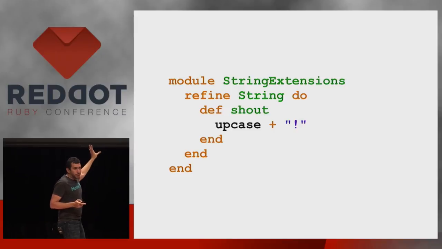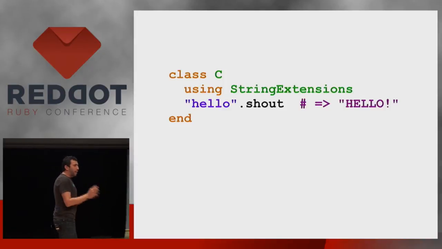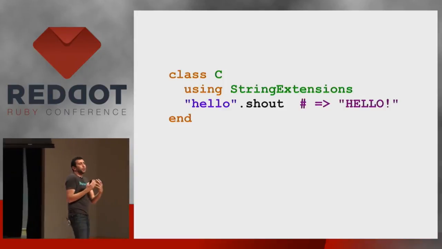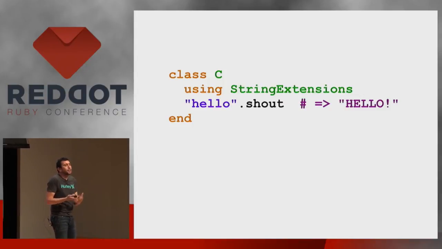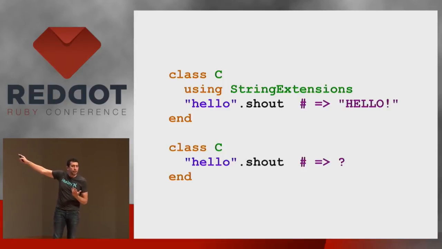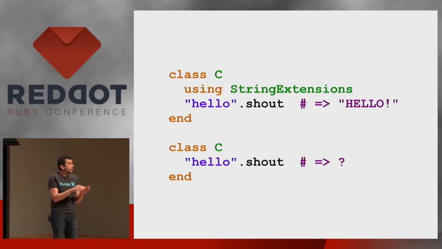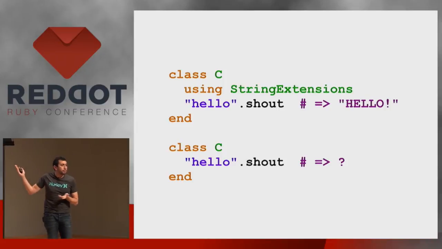We define the refinement, recapping. We use the refinement, in this case, inside the class. Now, we said that in Ruby, you can reopen a class, right? You have this dynamic thing. So what happens if I reopen the class? In here, I'm inside the same class, and there is a refinement in there. Will the refinement work? Simple question, right? I mean, it's in there.